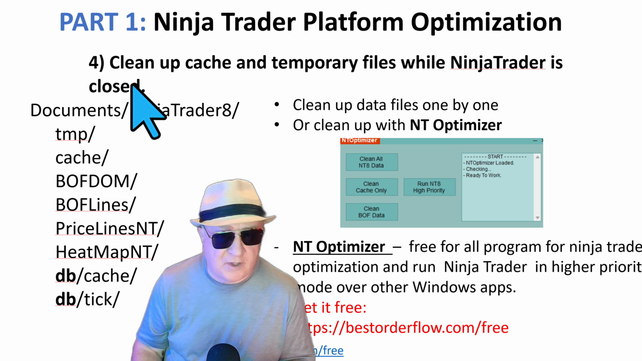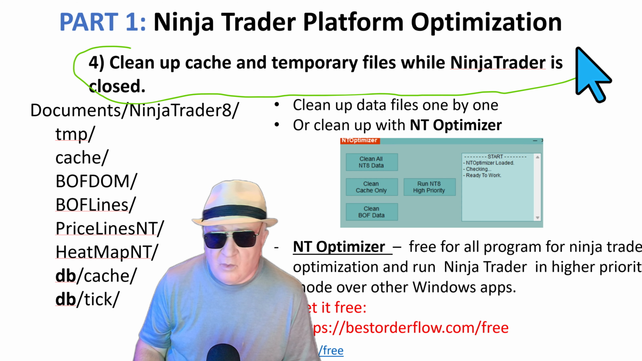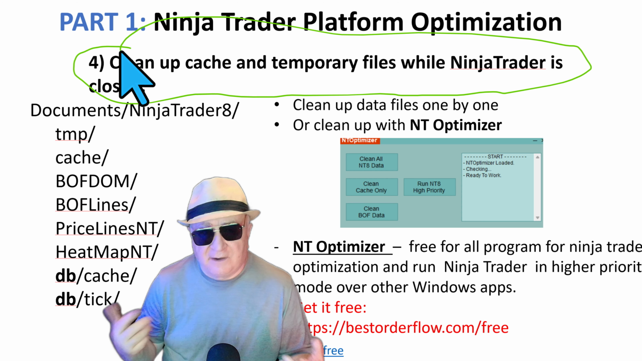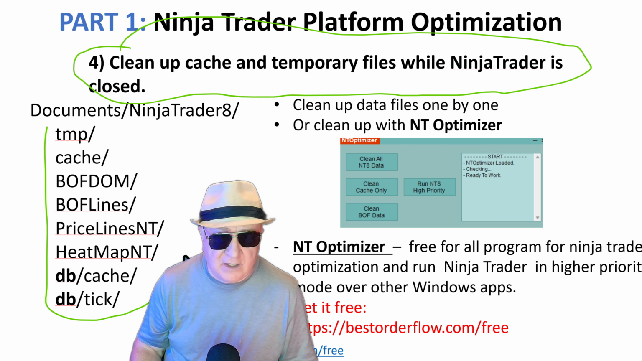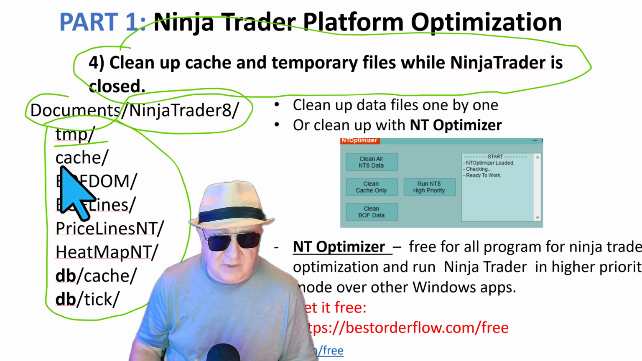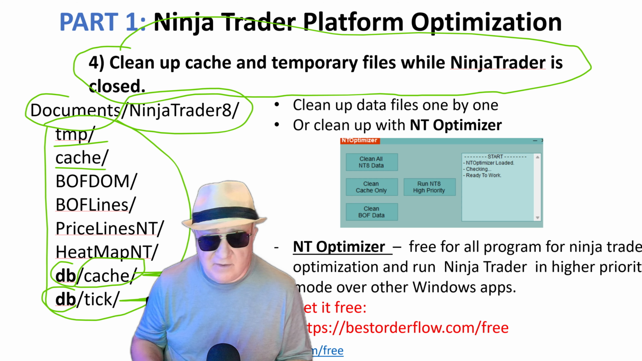And it's super important for us to clean up all the temporary files while NinjaTrader is closed, because you can't delete them otherwise. Going to these folders on the left side, you can manually delete them one by one in your Documents slash NinjaTrader 8 slash folders like temp, cache, the price line, database slash cache, and clean that folder and clean the database tick over here. Okay, this will quite often help you get rid of many errors.